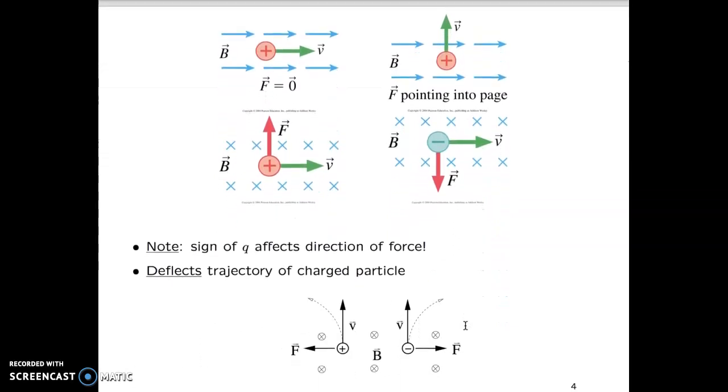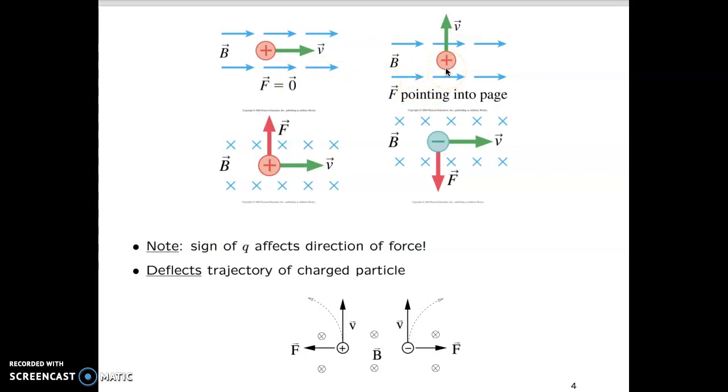So let's take a look at some examples here. The first example, V is parallel to B. And what did we just say about that? Well, we said that the force is going to be 0 whenever the velocity and the magnetic field happen to be pointing in the same direction. Okay, what about this one?